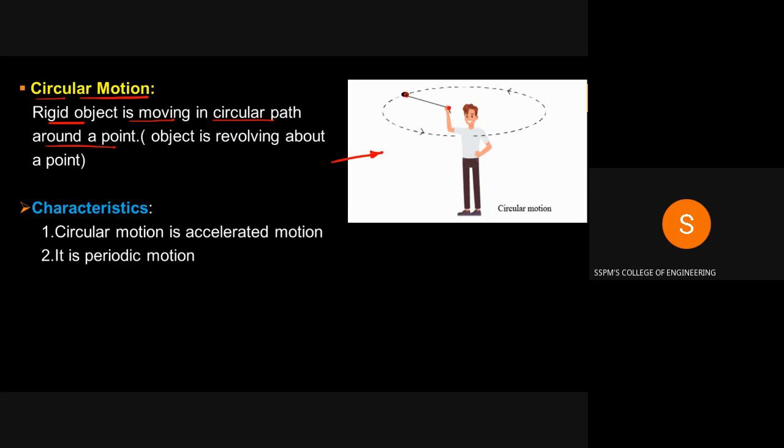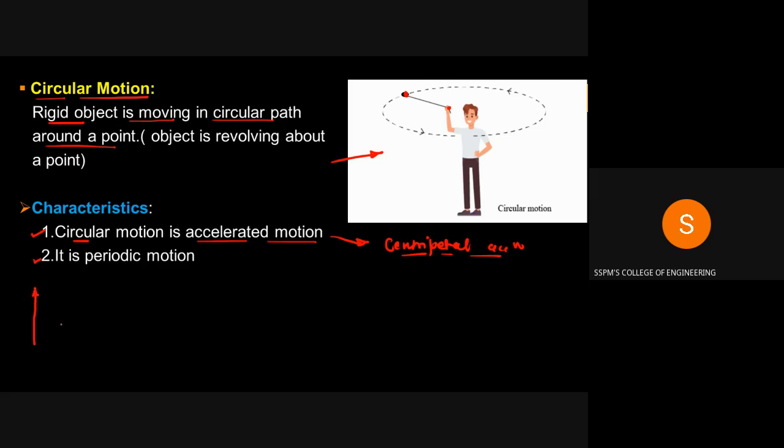What are the characteristics of circular motion? The first characteristic is that circular motion is an accelerated motion. Its acceleration is nothing but the centripetal acceleration. Because of this acceleration, any particle performs circular motion. And second, it is a periodic motion. The concept of periodic motion is that in circular motion, the object passes through the same point again and again after a specific interval of time. Therefore it is a periodic motion.